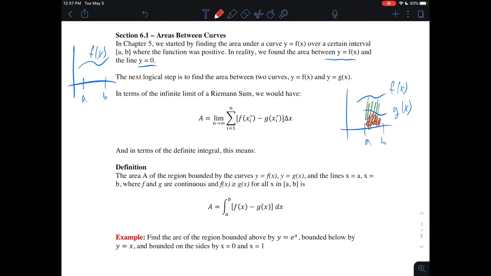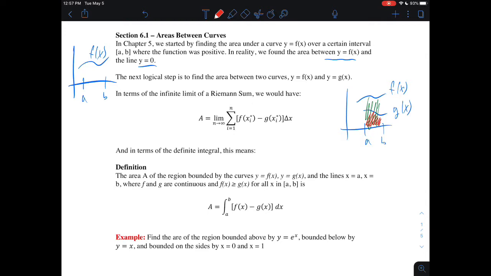That's it. So in terms of the infinite limit of a Riemann sum, we would have capital A for this area is equal to the limit as n approaches infinity of the sum from i equal 1 to n of the difference of these function values, f of x sub i star minus g of x sub i star. That difference gives you all of the heights, and then delta x is still our width. And then we would have an infinite number of rectangles at this point that we would then add up.